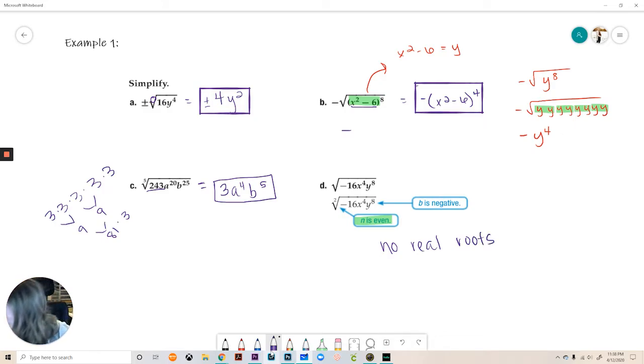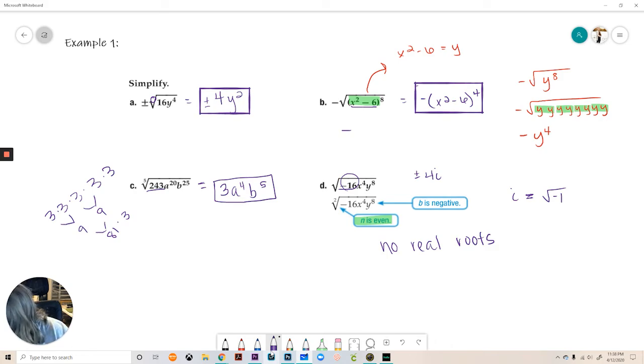Okay. We can still simplify it though. We have the idea of the i, because remember i equals the square root of negative 1. So if I were to find the square root of negative 16, it would be plus or minus 4i.